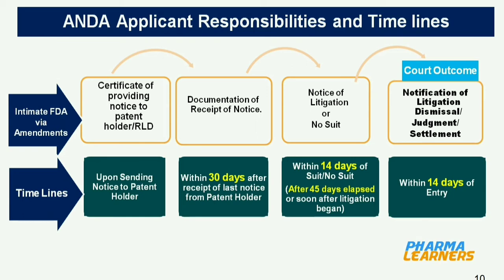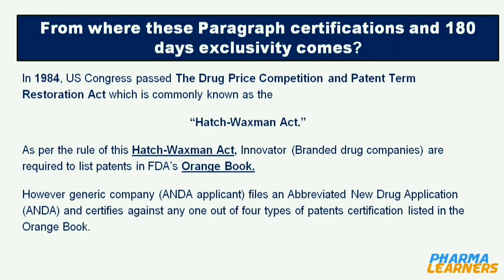Now let me brief you about where these paragraph 4 certifications and 180 days exclusivity come from. This concept comes from the Drug Price Competition and Patent Term Restoration Act, which is commonly known as the Hatch-Waxman Act. I have already prepared a detailed tutorial on this act, where I have discussed the other 3 types of paragraph certifications and about this act also. I have provided the link below, so please watch my other tutorial also. That's all about the Para 4 filing procedure and 180 days exclusivity.